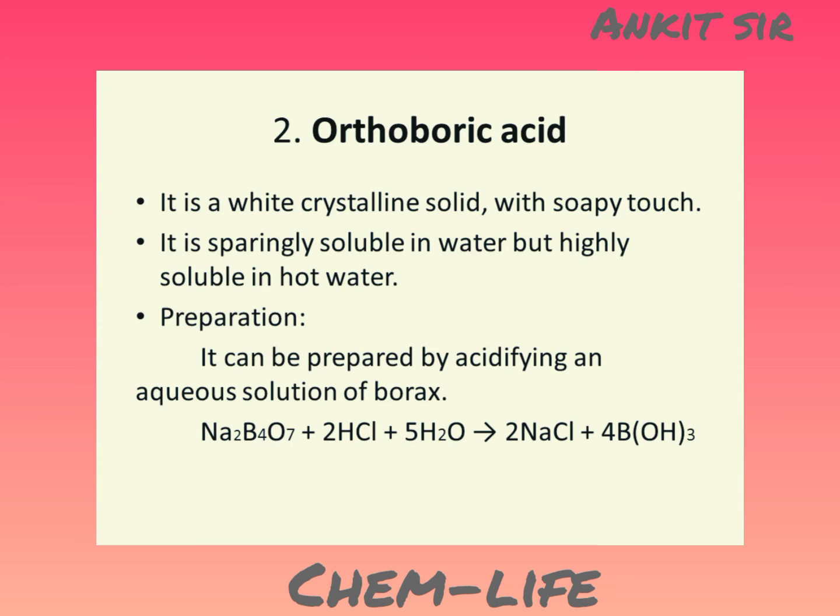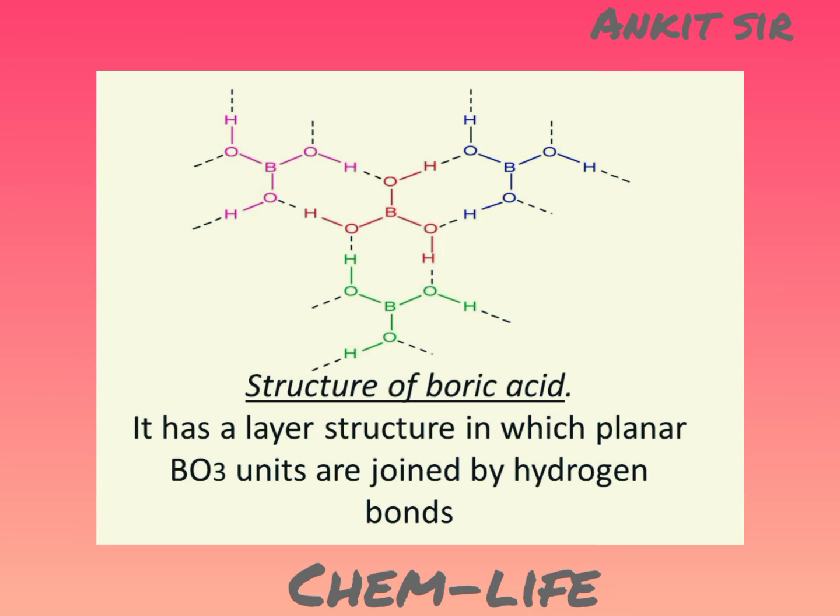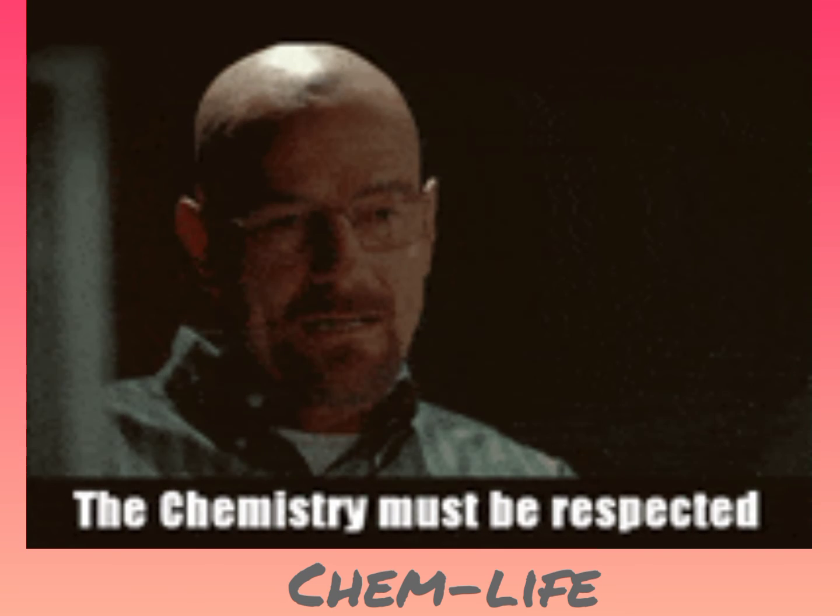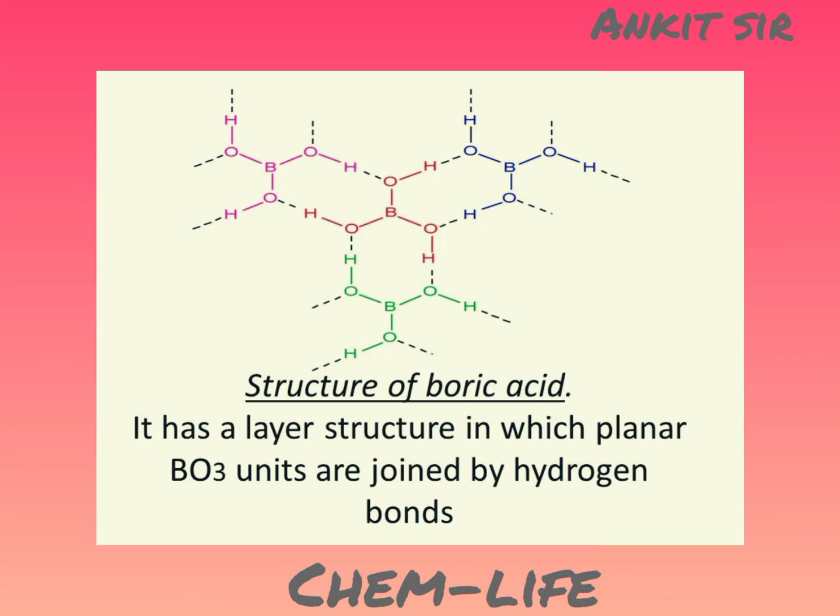As you see the structure of boric acid here, the BO3 units are joined by hydrogen bonds and are planar. As you see here the pink structure, the red one, the blue one and the green one, these BO3 structures are attached, and between the oxygen and hydrogen, hydrogen bonding is present. Boric acid is a weak monobasic acid.